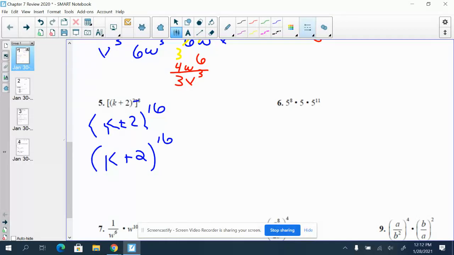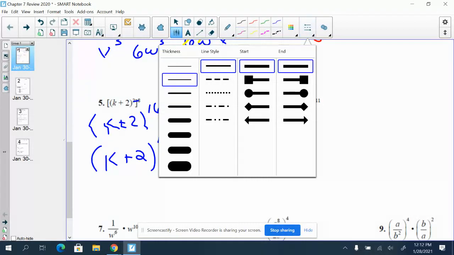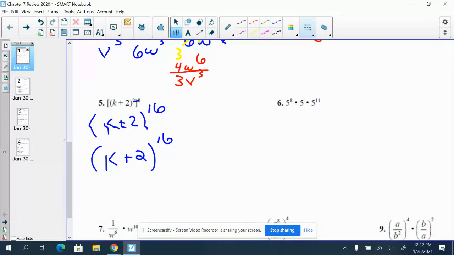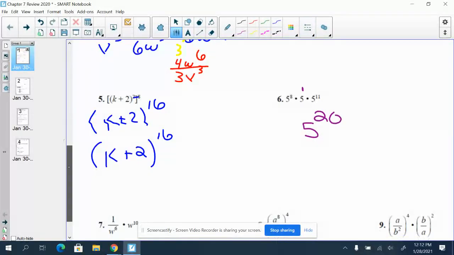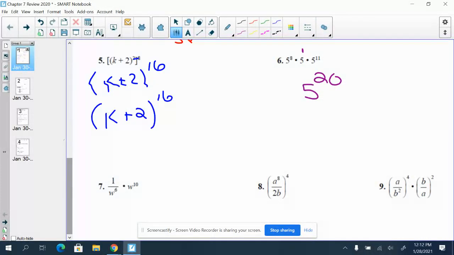Now here, you take your 5s and add your exponents. Remember, even though there's not a number here, you have to count that as 1. So 8 plus 1 is 9. 9 plus 11 is 20. So it's going to be 5 to the 20th. Okay? So here for number 7, you're going to take w to the 4th.